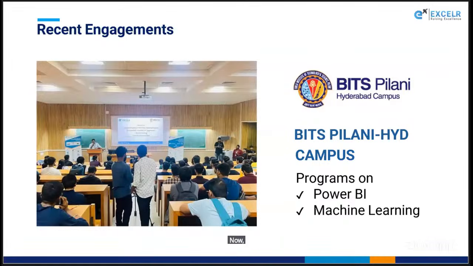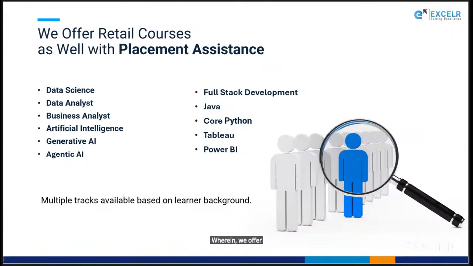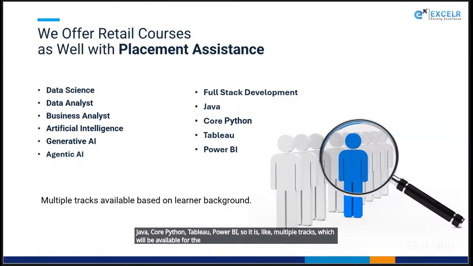Now, you would also be given the same level of training which the IIT Roorkee research scholars and faculties have experienced, with industry expertise, wherein we offer training programs with placement assistance on data science, data analyst, business analyst, artificial intelligence, generative AI, agentic AI, full stack development, Java, core Python, Tableau, Power BI. So it is like multiple tracks which will be available for the learner.